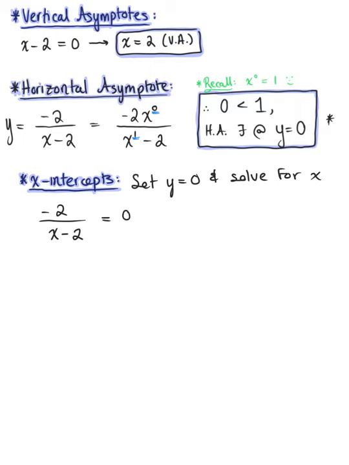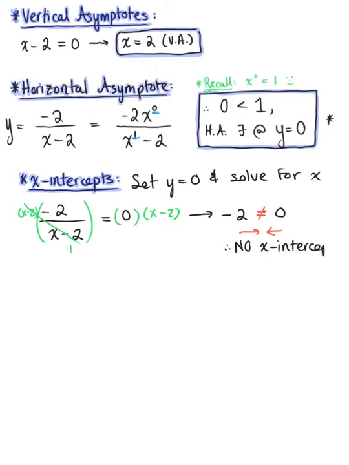Now, to solve for x here, we are going to multiply both sides by this denominator, x minus 2, to simplify, remove that fraction. So we see x minus 2 divided by x minus 2 cancels out to 1, leaving us with -2 equals 0. Wait a second, does -2 ever equal 0? No, this is a contradiction. So -2 is never equal to 0, and we can conclude that therefore there are no x-intercepts for this graph. So the graph of our rational function is never crossing the x-axis.